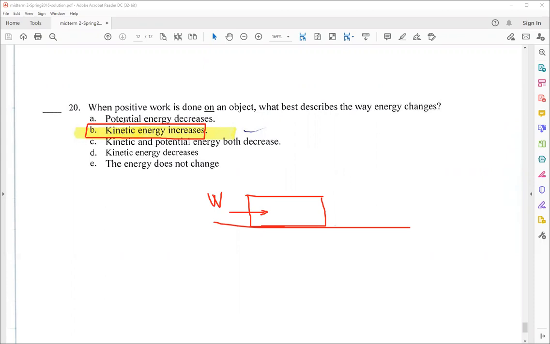So here we're saying, for the first one, potential energy decreases. Of course, if you're putting work into the system, energy overall should increase, so there's no reason for potential to decrease. Kinetic and potential energy both decrease, that's not correct. Option D, kinetic energy decreases, also not correct. And the energy does not change, that's not correct. Again, we're putting energy into the system, so you should expect energy to increase, at least kinetic energy in this case. Okay, great.